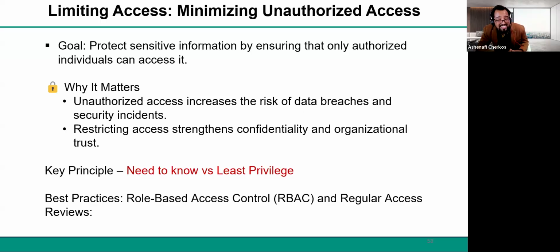So unauthorized access isn't always intentional, and we need to prevent people, even if they are staff members, from having access to information they don't need for their daily operation. It can happen when too many people have broad permission or when accounts aren't reviewed regularly, but even small oversights can lead to data breaches, loss of trust, and compliance violations. That's why it's important to apply principles. There are two principles to limit access or minimize unauthorized access, and they are need to know and least privilege. And we have best practices as well, role-based access control and regular access reviews. So in the next slides, we will see those principles and best practices to limit access or minimize unauthorized access.